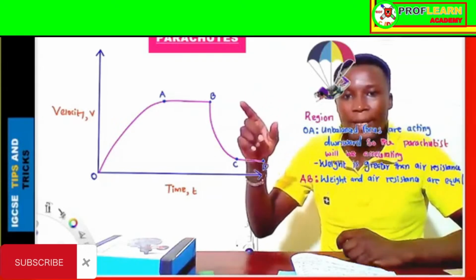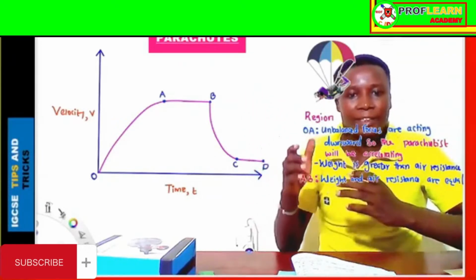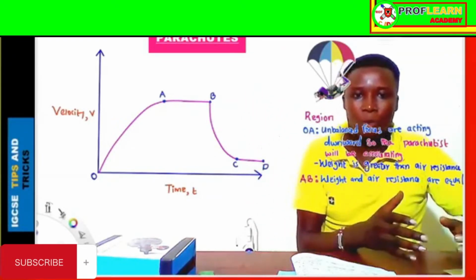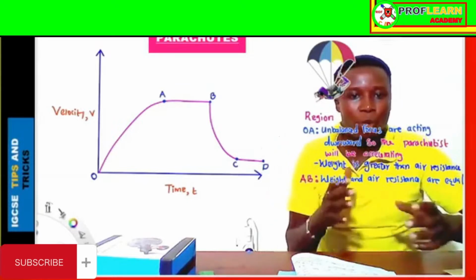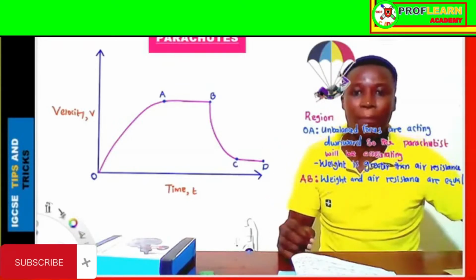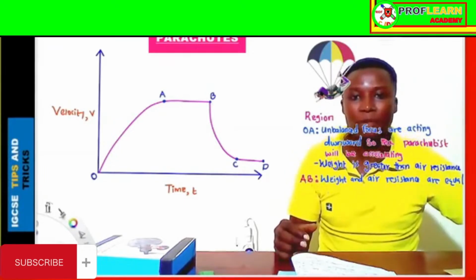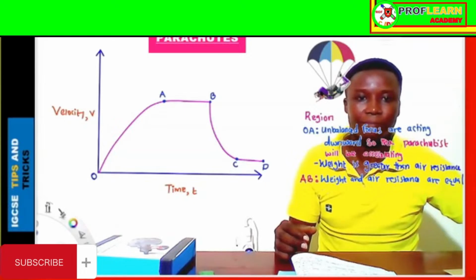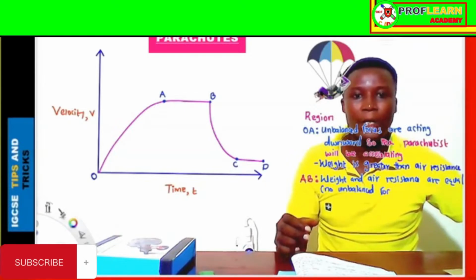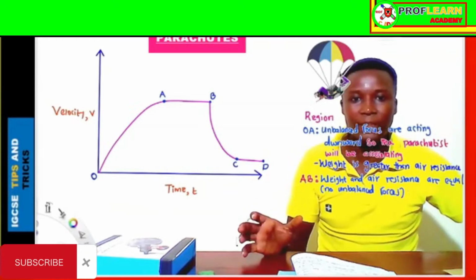In the region AB, air resistance and weight are equal, so it means there are no unbalanced forces. So the person will be moving at a constant speed, which we can term as terminal velocity in the region AB. So you can say no unbalanced forces, and that person will not be accelerating in that region.